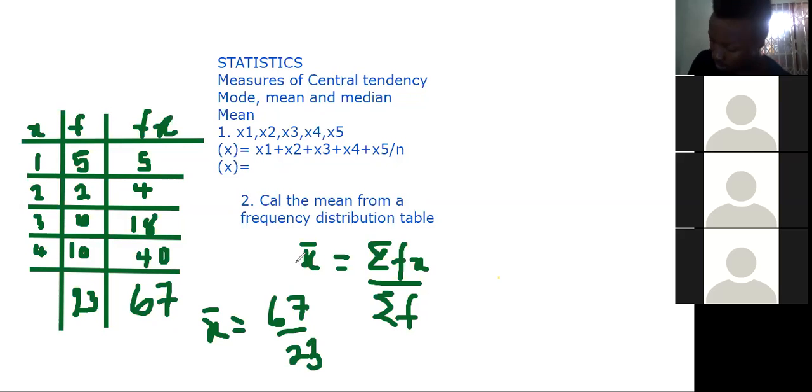You know that f is the frequency and x is the class mark. I've already spoken about this. In some instances you may have to use the midpoint to do it. That's when we are talking about grouped frequency. This method is usually used when we have an ungrouped frequency distribution. We will do all these things. So let me just give you one to try.